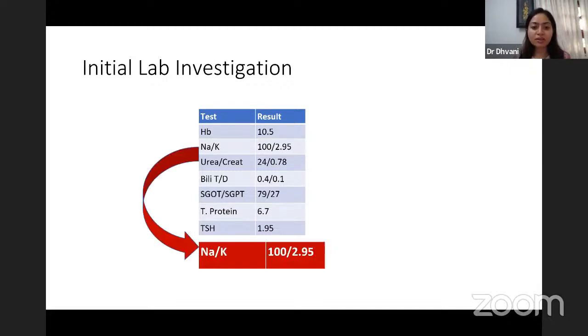But the most important or most worrisome thing that I find in the initial lab is her sodium of 100 against a potassium of 2.95 here. So I think this is a very, very stark report. Now, we normally say when you have hyponatremia, sodium and potassium usually go the opposite way around. So if you have hyponatremia, you will have hyperkalemia. If you have hypernatremia or high normal sodium, potassium will go down.